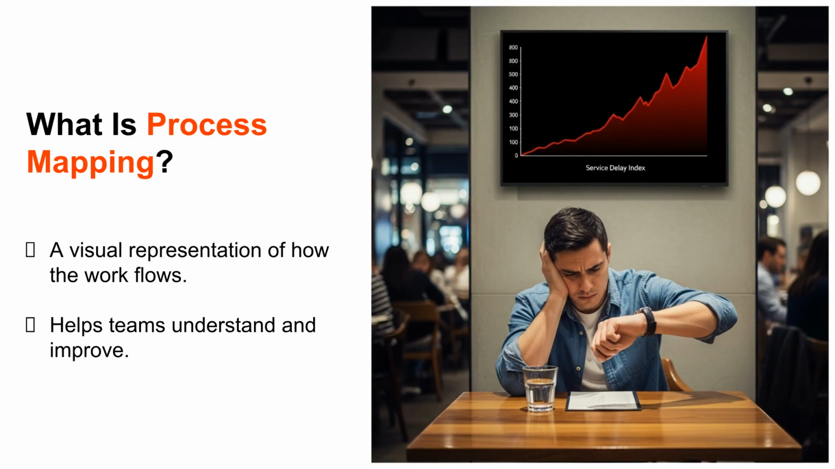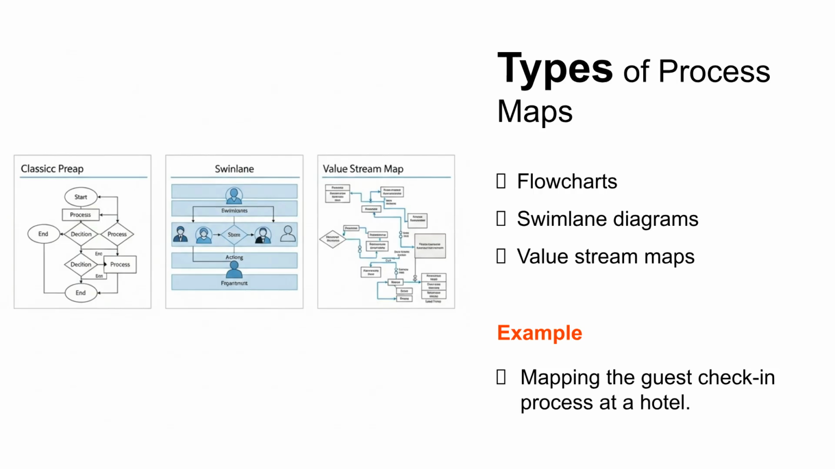Process mapping is a visual representation of how work flows. It helps teams understand their operations and facilitates improvement by making delays and inefficiencies clear. Types of process maps include flowcharts, swim lane diagrams, and value stream maps. An example is mapping the guest check-in process at a hotel.